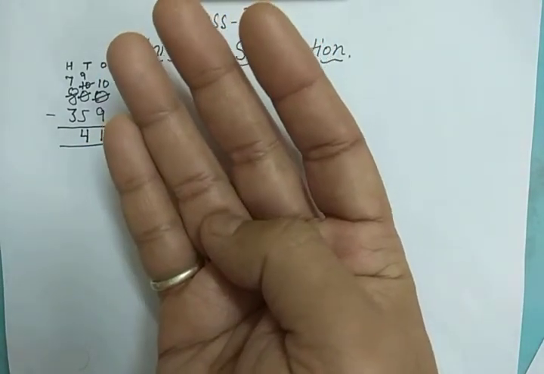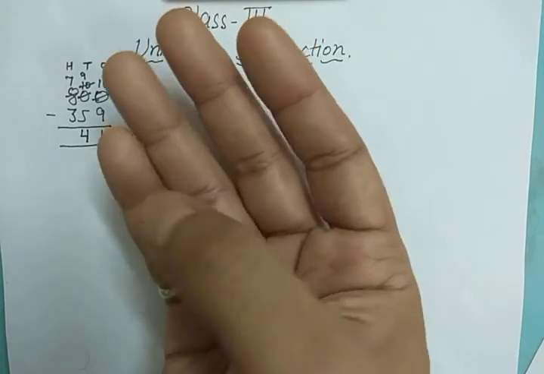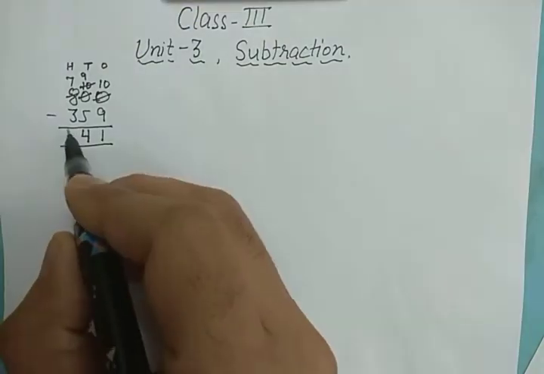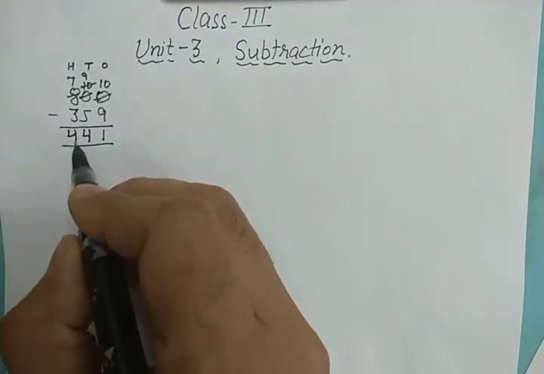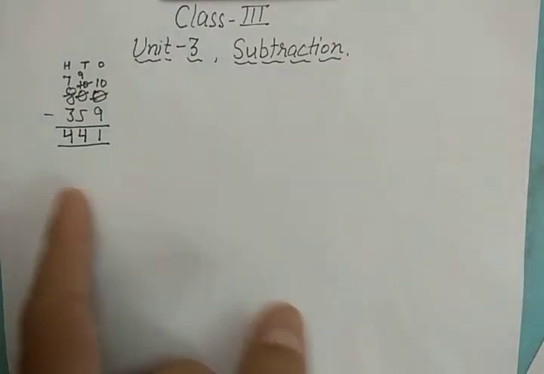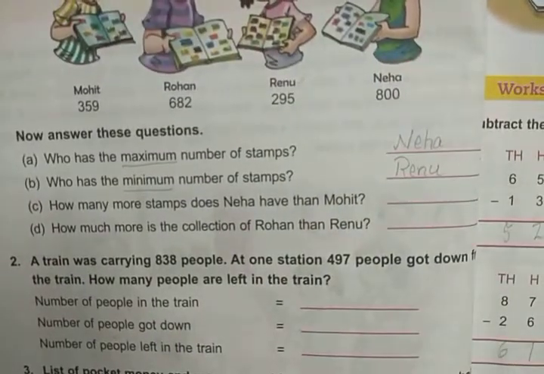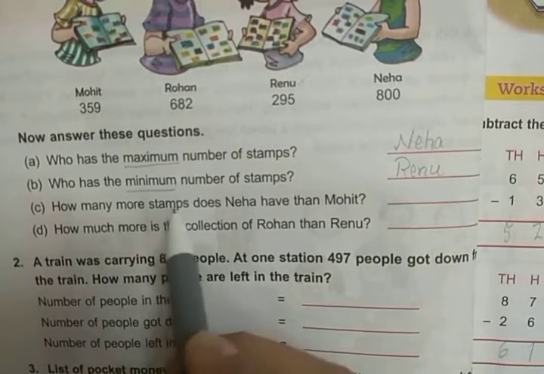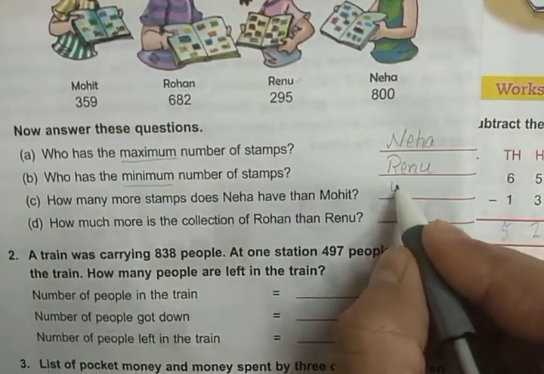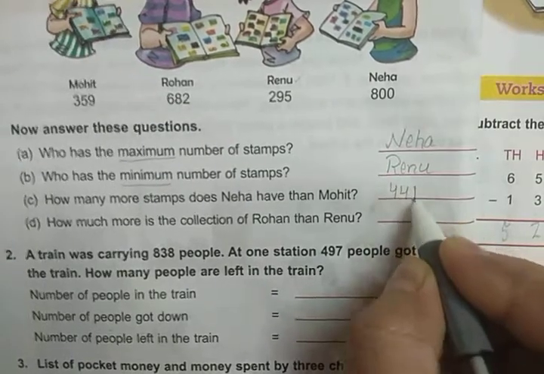So count the numbers. 1, 2, 3, 4. So 4 will come over here. So this is our answer. So you can write this is 441. Now you can count here. You can write here. How many more times does Neha have than Mohit? That is 441.